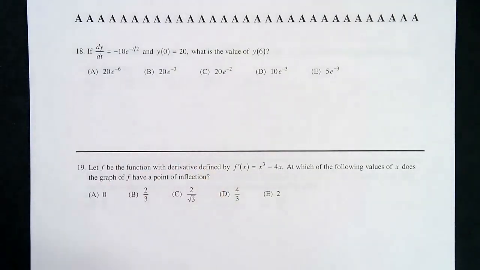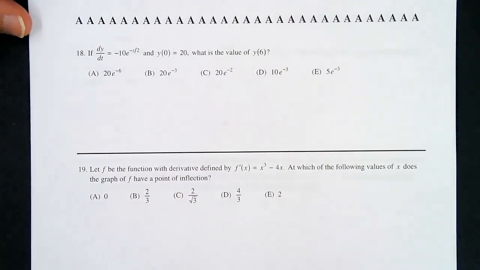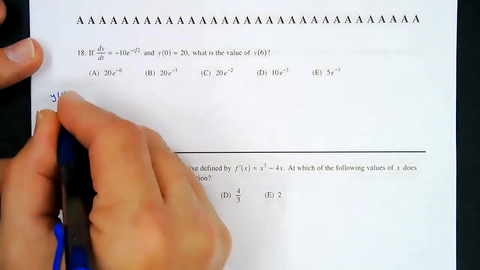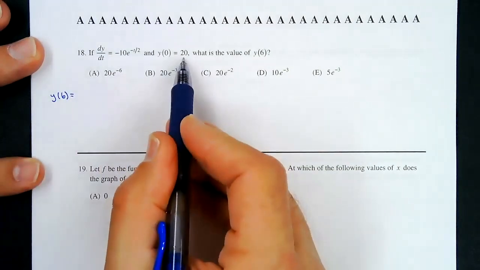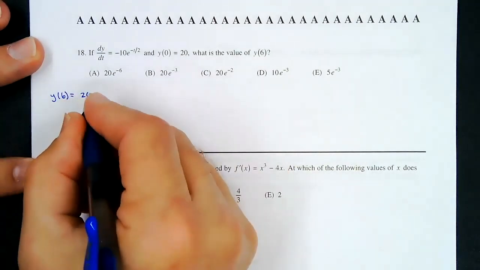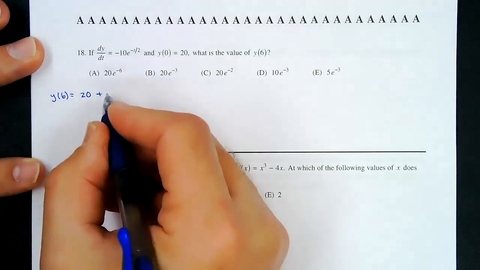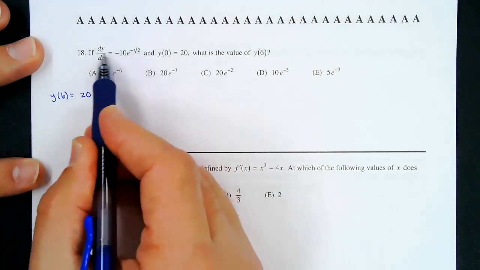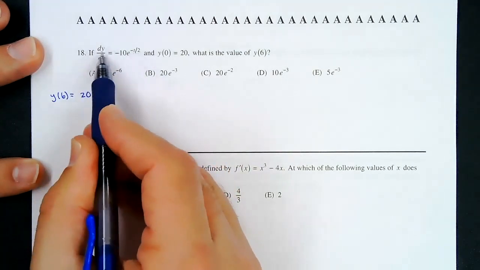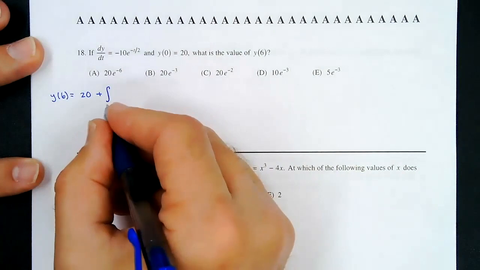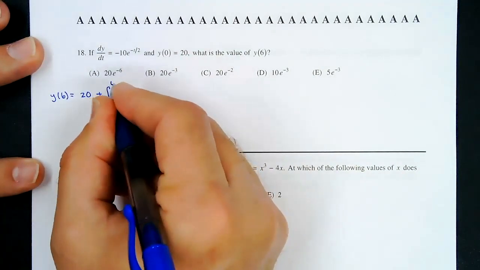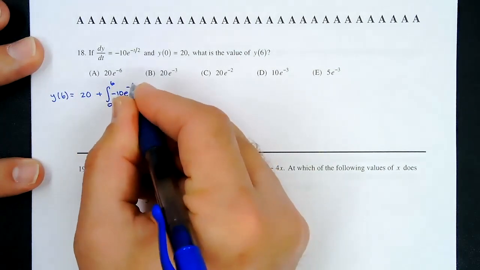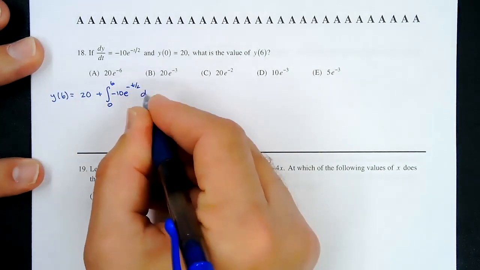Okay, so that's the approach that I'm going to take. I'm going to take y of 6, this final amount. I know that's equal to the starting amount, which is 20, plus the integral. Because if I multiply both sides by dt, I have dy. So if I integrate that, I'd have y. So I'm going to integrate this from 0 to 6, negative 10 e to the negative t over 2 power, dt.